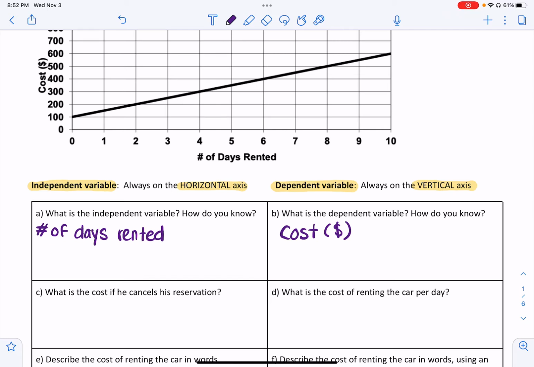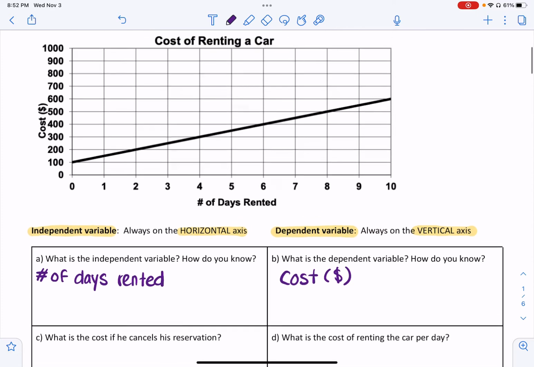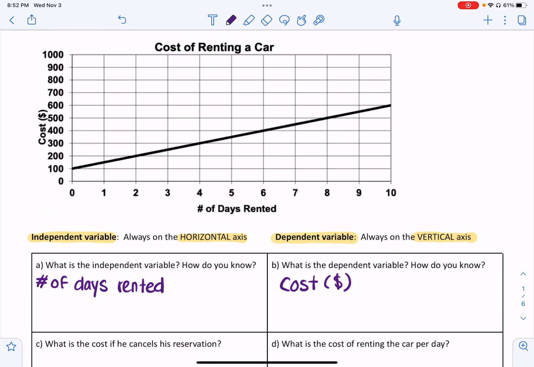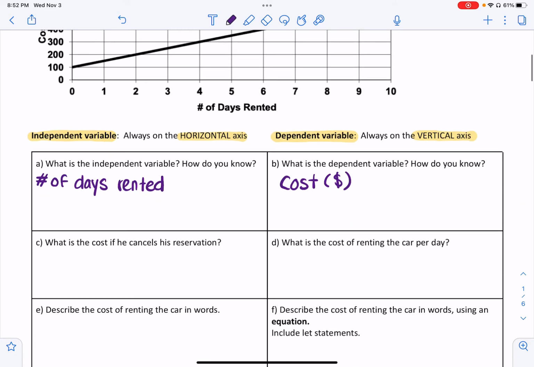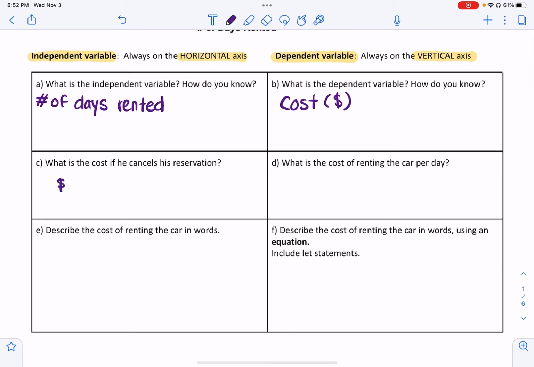Now for question C, what is the cost if Henry cancels his reservation? So if Henry arrives to the car rental place and he decides, you know what, I don't want the car anymore, how much does he have to pay? So if he decides to just cancel his reservation, it means he's rented the car for 0 days. So I look here, 0 days. Henry still owes $100. So just for booking the car, he owes $100.